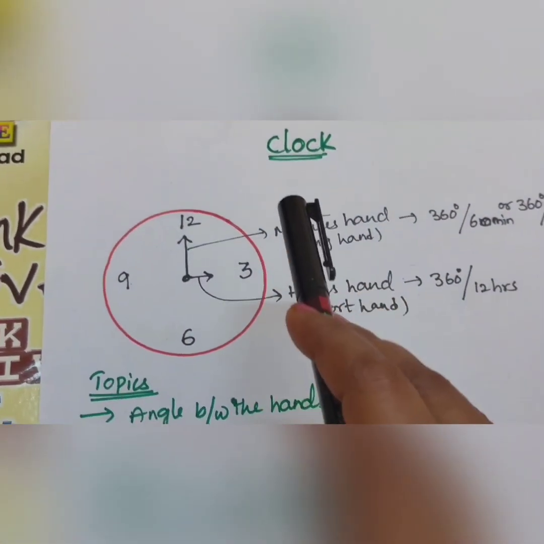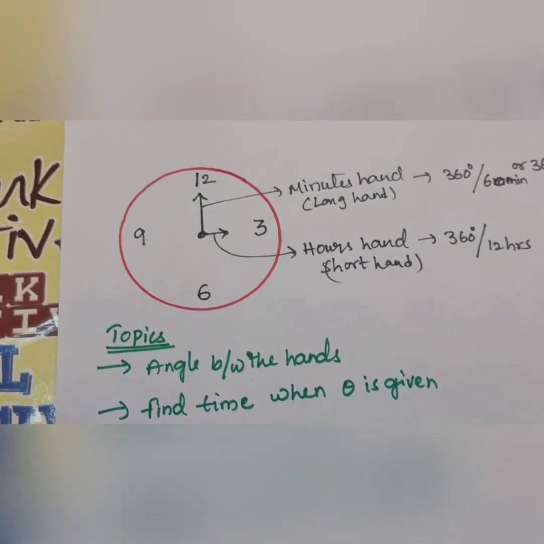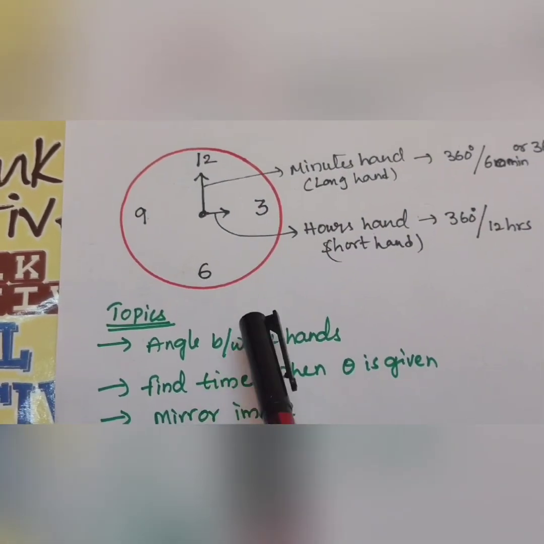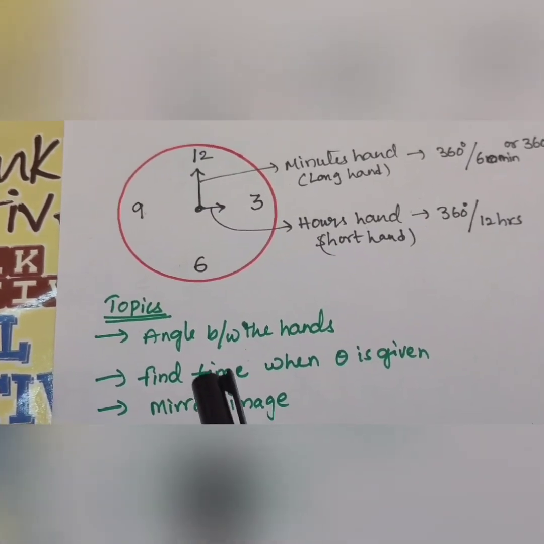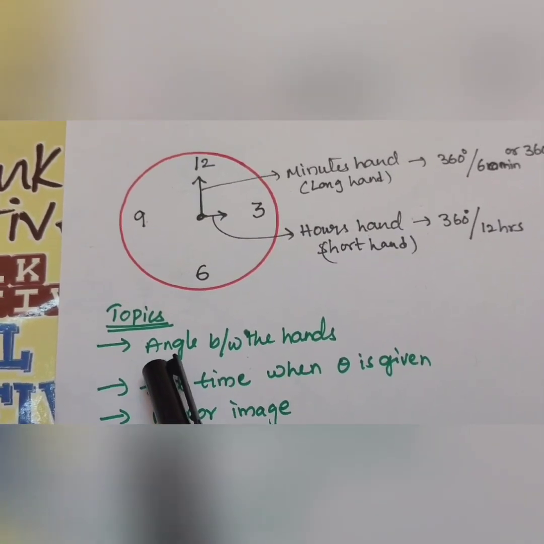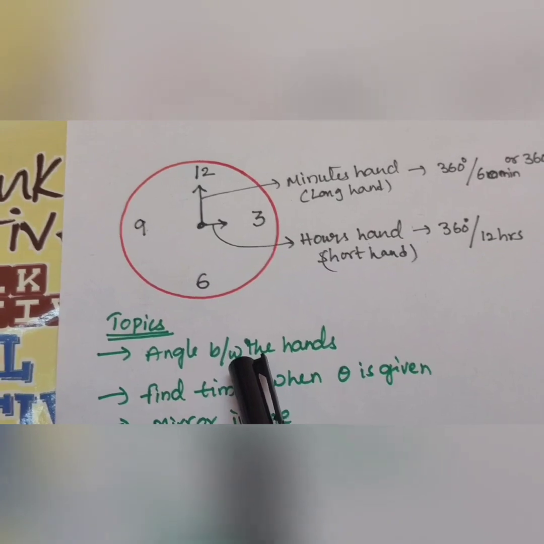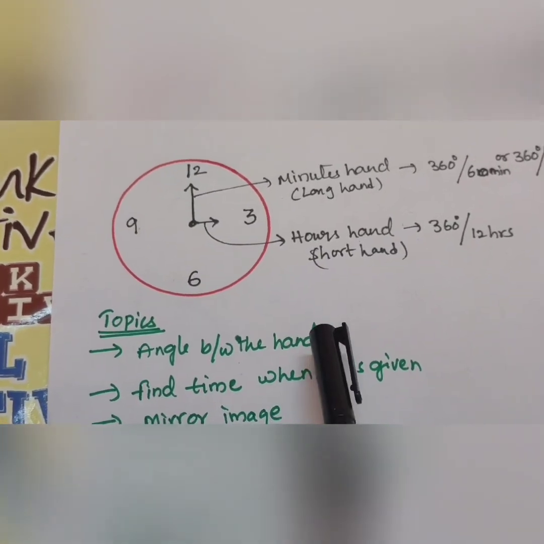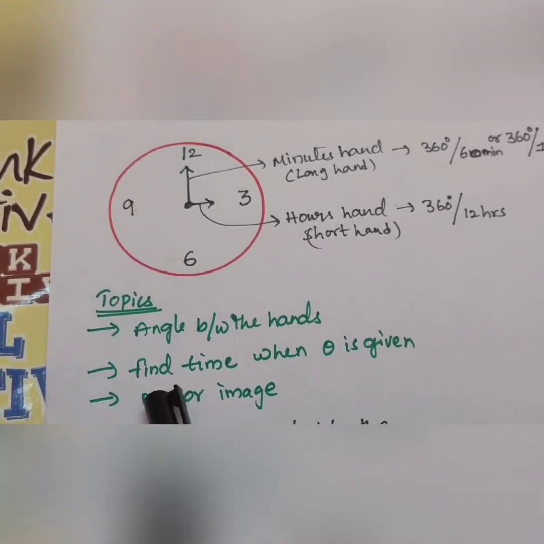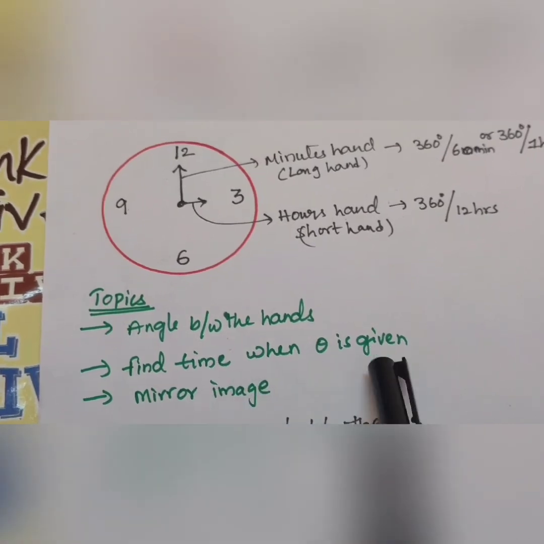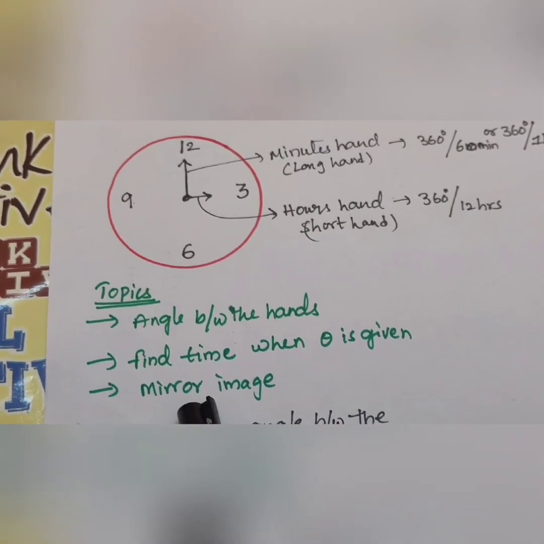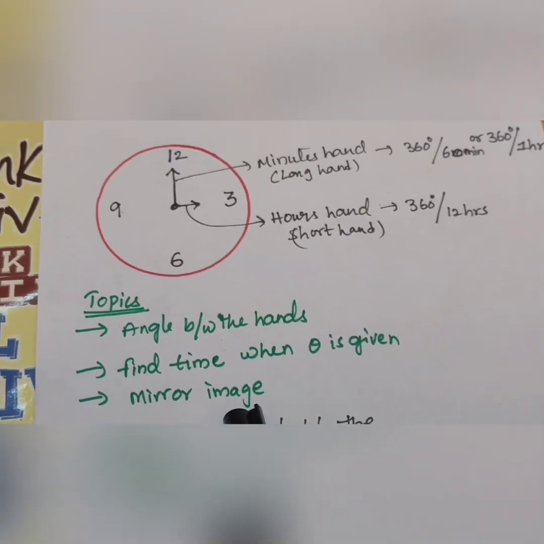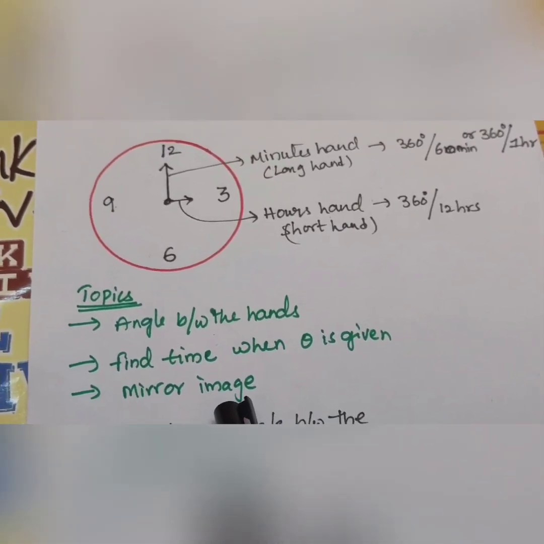So in this video we are going to learn about three different types of problems and how to solve them easily. Here we are going to find the angle between the minutes and hours hands in a given time period, how to find the time when theta is given, and how to find the mirror image of a given time. These three types of questions we will see how to solve easily.